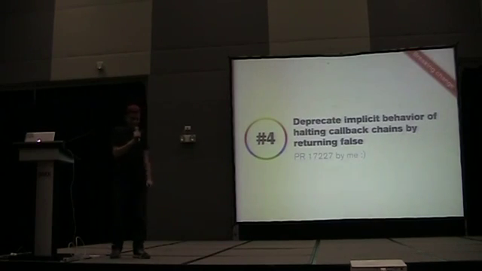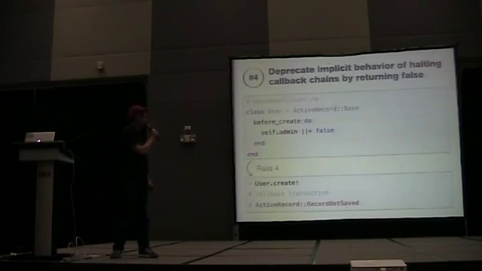Okay, going on, number 4. Deprecate implicit behavior of halting callback chains by returning false. Okay, so this is what it means. Imagine you have a user, and then whenever you create a user, you want to make sure that unless it's specified, the user is not an admin. So you have a callback, and you say, well, if it's not set, let's just say admin false.